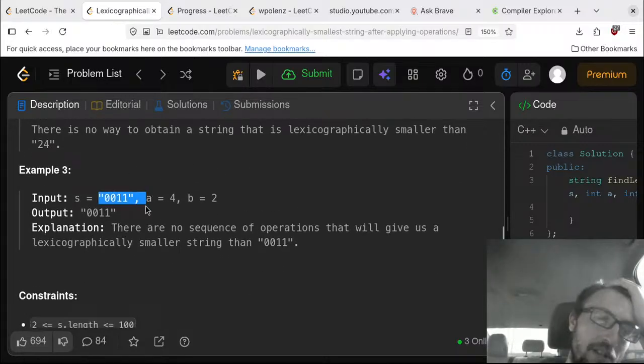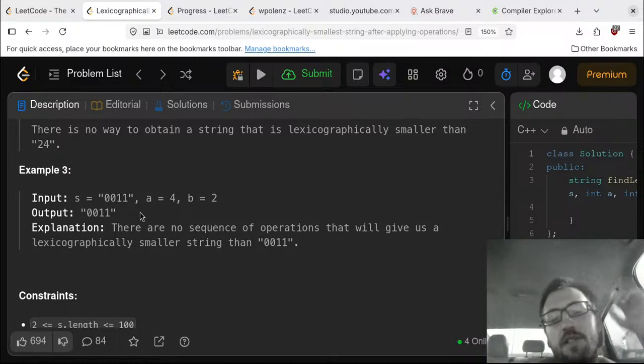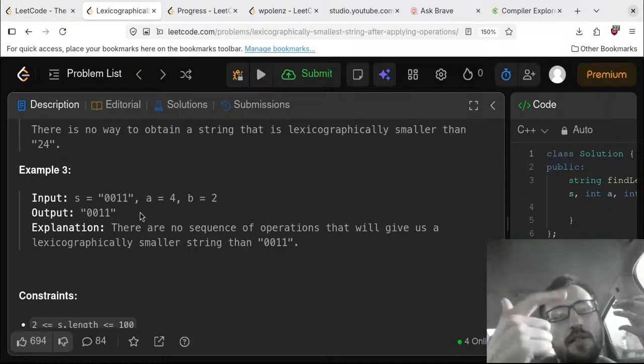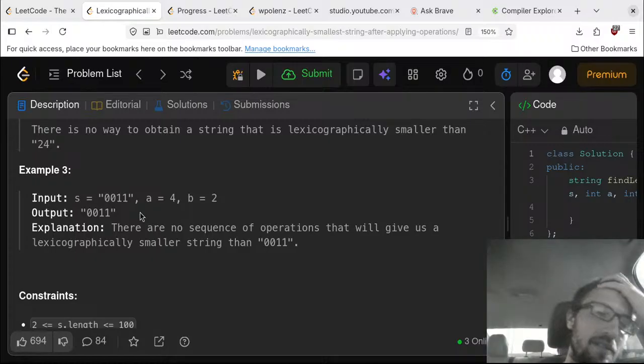This is already lexicographically smallest, unless you could change these 1s to 0s. But let's see, 4 has a GCD of 2 with 10, which means that you're only going to get 5 different possibilities with 4. So 4, 8, 2, 6, 0. So you're going to cycle back after 5 possibilities.